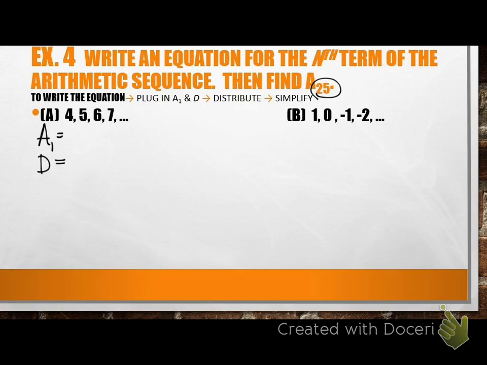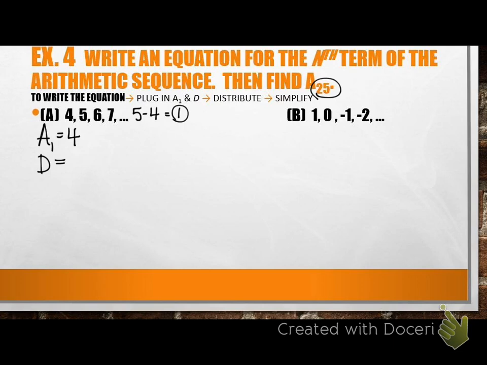Now, a sub 1 represents the value of which term? A sub 1, the first term. Look at the list in this problem. What number is in the first position? What's the first term? 4. So a sub 1 equals 4. Now, how do we find the common difference? 5 minus 4. The second term, which is 5, minus the first term, which is 4. So what is 5 minus 4? 1. Awesome. The common difference is 1.